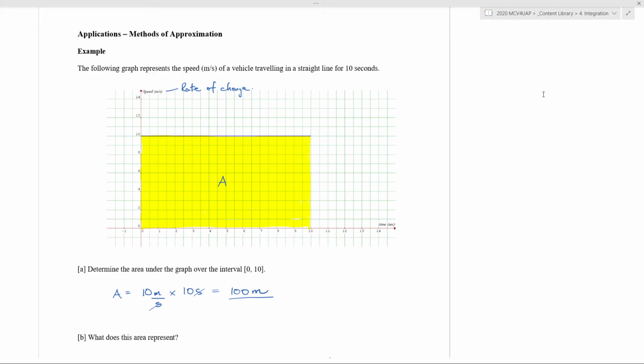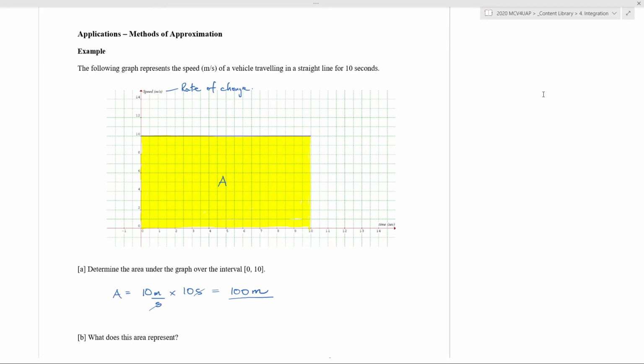So, example 1, the following graph represents the speed in meters per second of a vehicle traveling in a straight line for 10 seconds. So this is you driving down the highway, at 10 meters per second for 10 seconds. The graph is just a straight line at 10 meters per second, and that goes from 0 to 10.